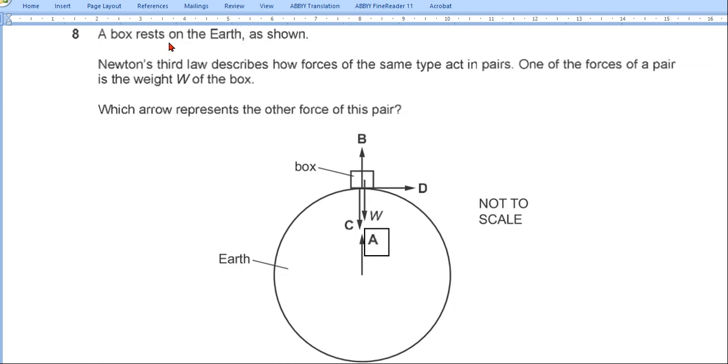A box rests on the earth as shown. Newton's third law describes how forces of the same type act in pairs. One of the forces of a pair is the weight of the box. Which arrow represents the other force of this pair? So weight is the gravitational pull of the earth. So the pair is the gravitational pull from the object. So it is answer A.